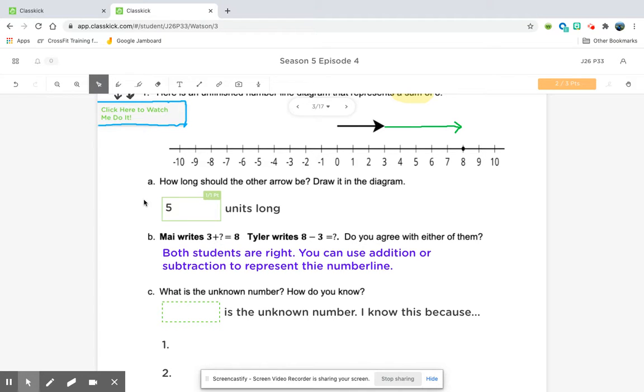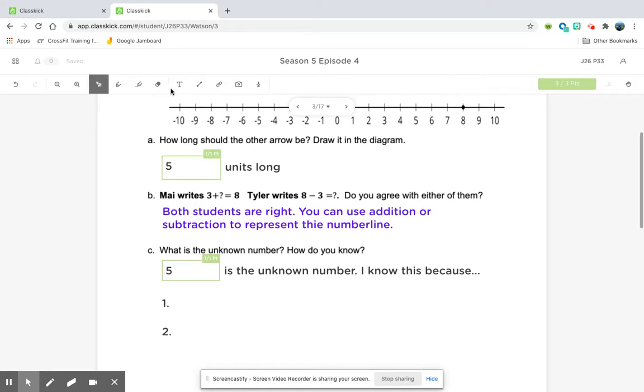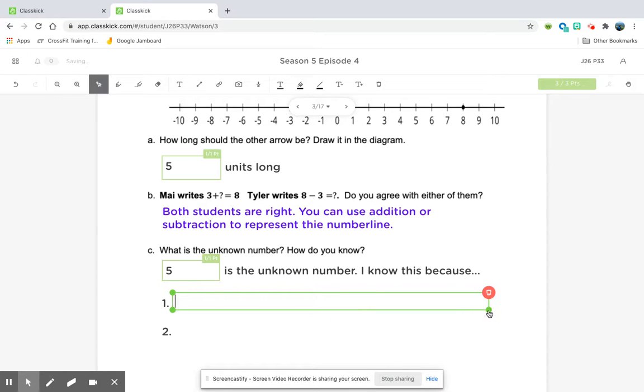Well, we kind of already did it in part A, right? 3 plus 5 will give you 8 for May's equation, and 8 minus 3 will give you 5 for Tyler's equation. So 5 is the unknown number. And I know this because two reasons, one for each equation. I know this because for May's equation, 3 plus 5 will give me 8. So that works.